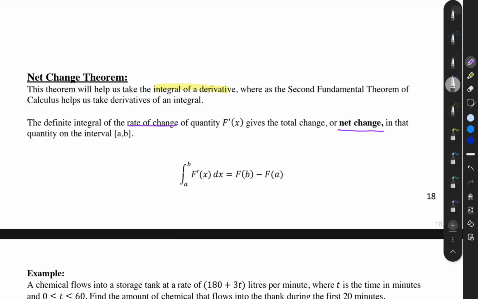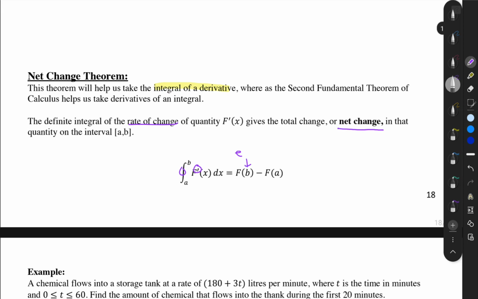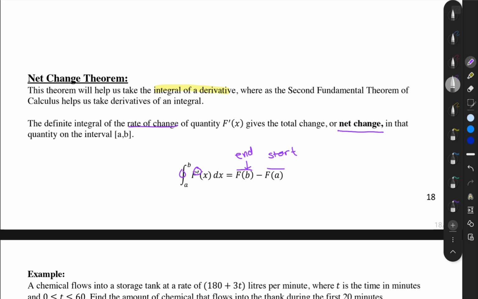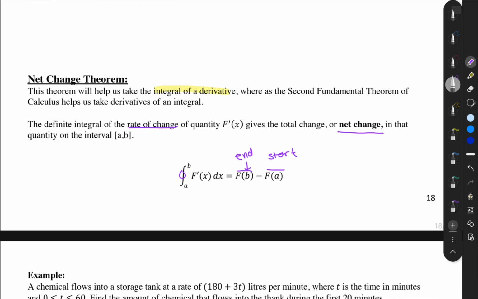So I know that an integral is an antiderivative. I know that that definite integral is taking that antiderivative and evaluating it at the end, subtract evaluating it at the start. And so if f prime is a rate of change, f is the quantity of that function, and I'm finding the difference. I'm finding the total amount between start and end.